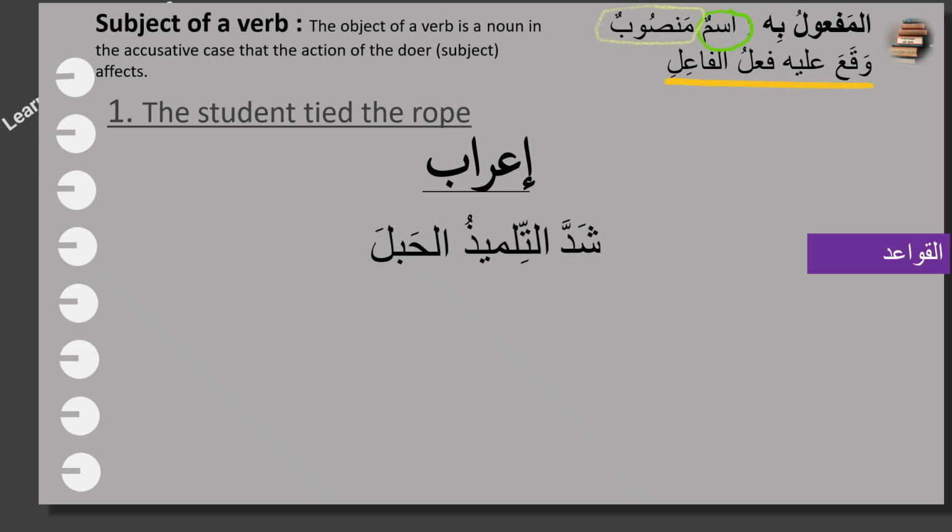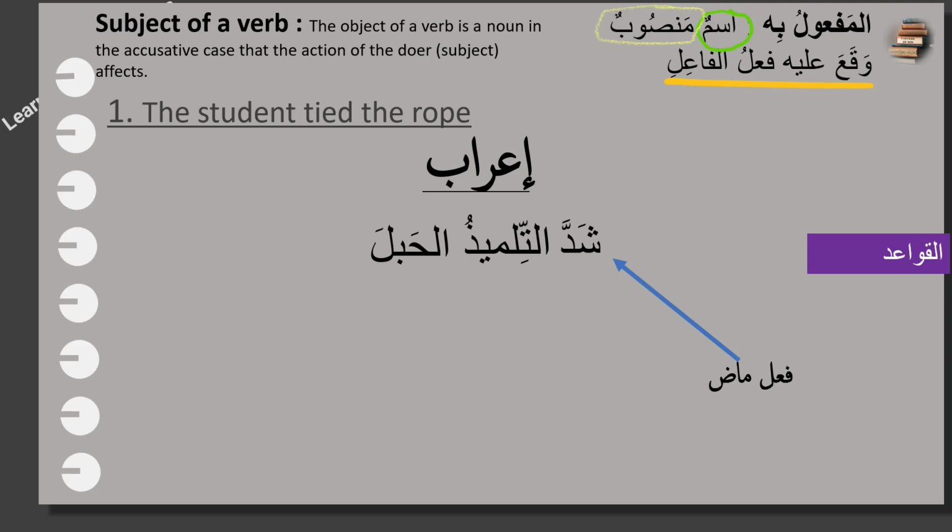So let's practice i'rab. Okay, شد تلميذ الحبل. The rope is the noun. Before we actually go to the rope, which is the حبل, شد is فعل ماضي. We studied before that the أفعال are categorized into three. So you have فعل ماضي, فعل مضارع, and فعل أمر. So شد, because it's tied, it's in the past, it's فعل ماضي.